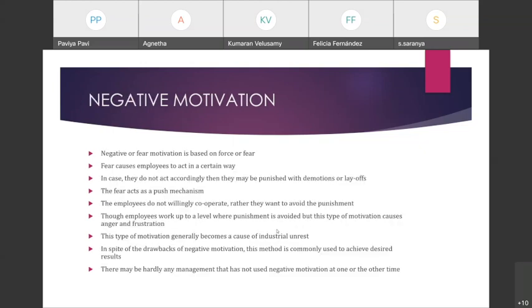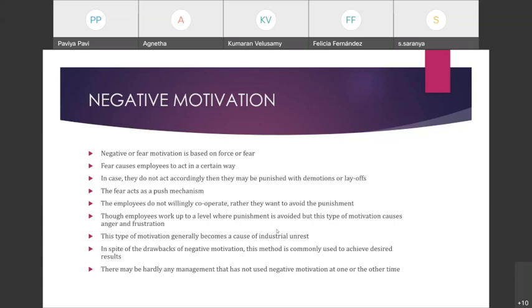Okay. Negative motivation is what I have explained to you all. It's known as negative motivation or fear motivation. So it's based on something called force or fear. Fear causes employees to act in a certain way. They are not coming and doing their job because they are getting incentives. They are coming and doing their job because they fear that if they don't do what is required of them, they are either going to be demoted or fired. Which means that once they are fired or demoted, they may not get another job.